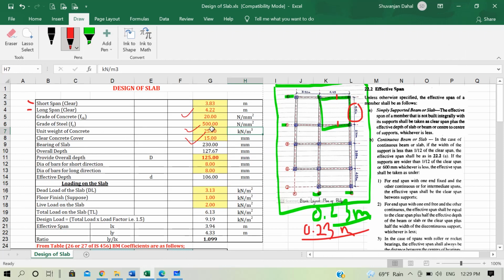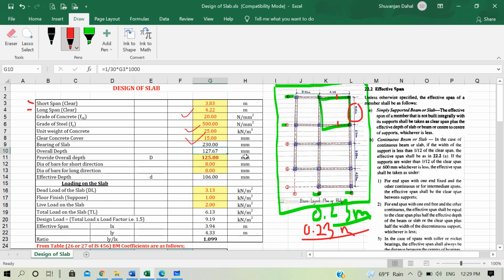Our clear concrete cover for the slab is 15 mm and the bearing of the slab, that is the wall width, is 230 mm. So let's first suppose the overall depth of our slab. Here we use one formula: the overall depth of the slab is obtained by dividing the short span 3.83 meters by 30, that is 3830 mm by 30. We get almost 127.67 mm.